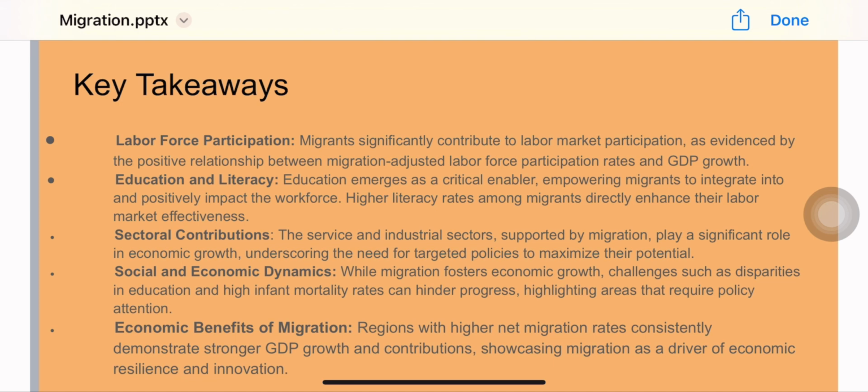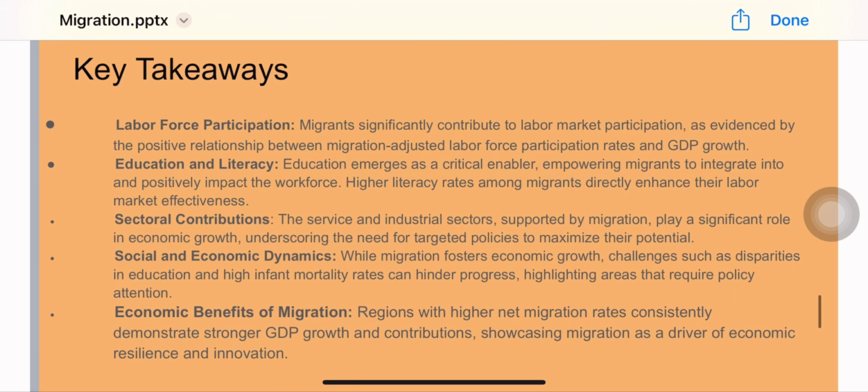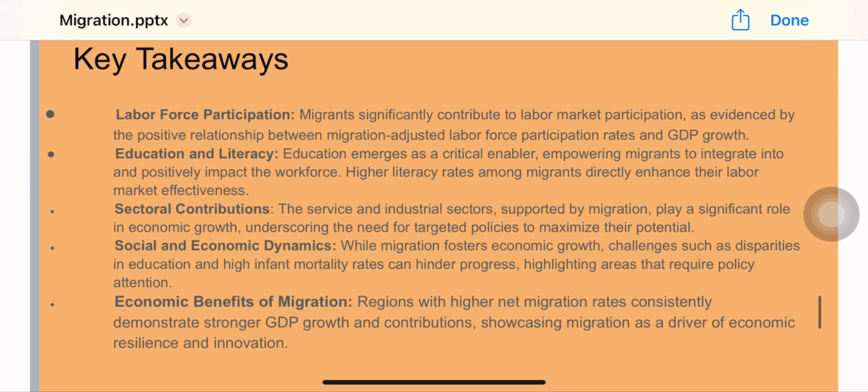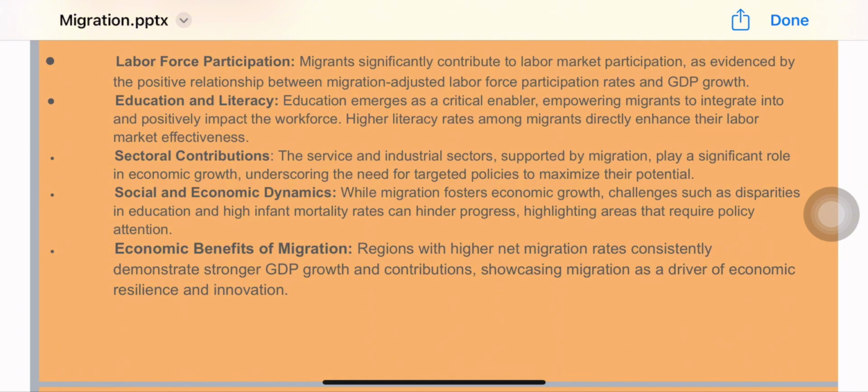And then third is sectoral contribution. The service and industrial sectors supported by migration play a significant role in economic growth, underscoring the need for targeted policies to maximize their potential. And we got two left here, two big ones. Social and economic dynamics. While migration fosters economic growth, challenges such as disparities in education and high infant mortality rates can hinder progress, highlighting areas that require policy attention.